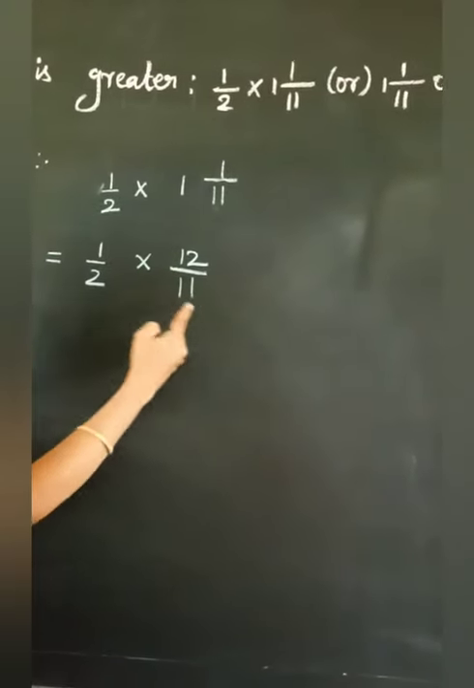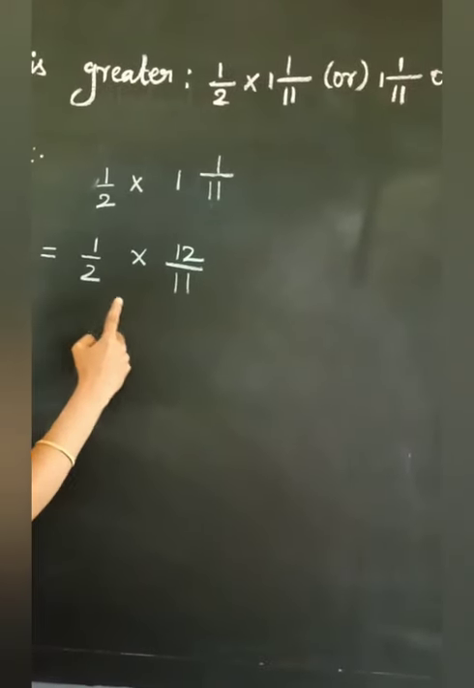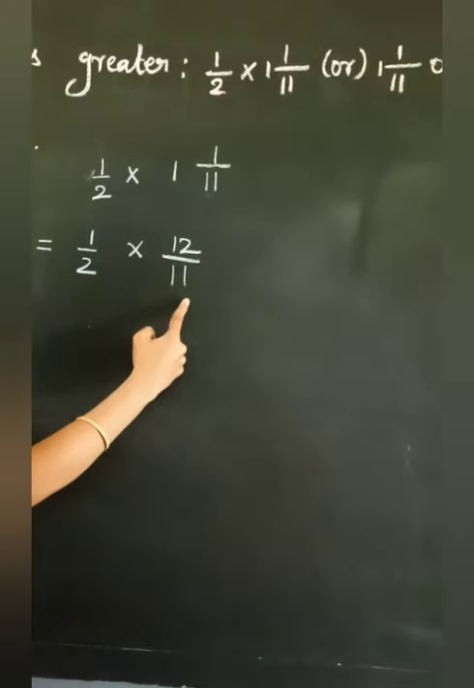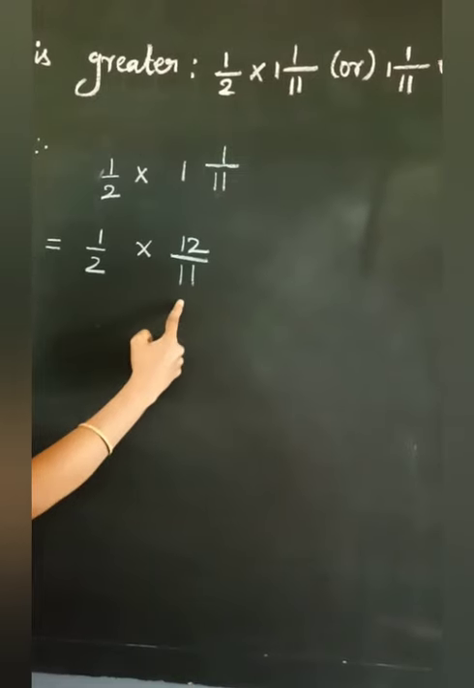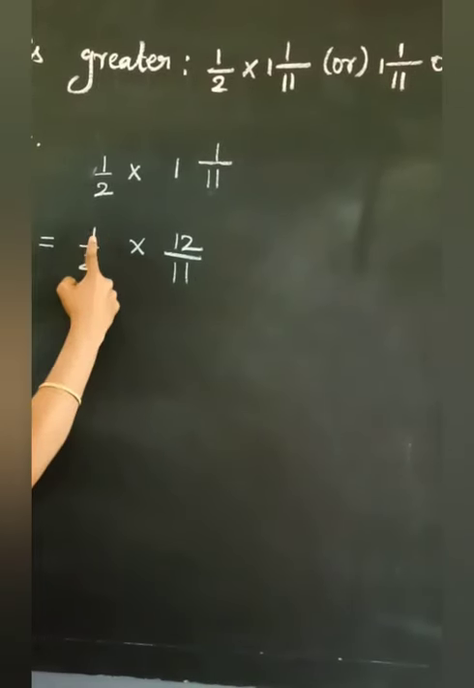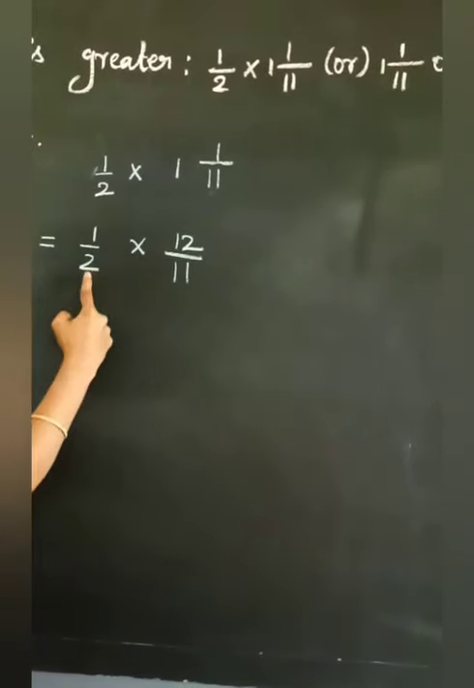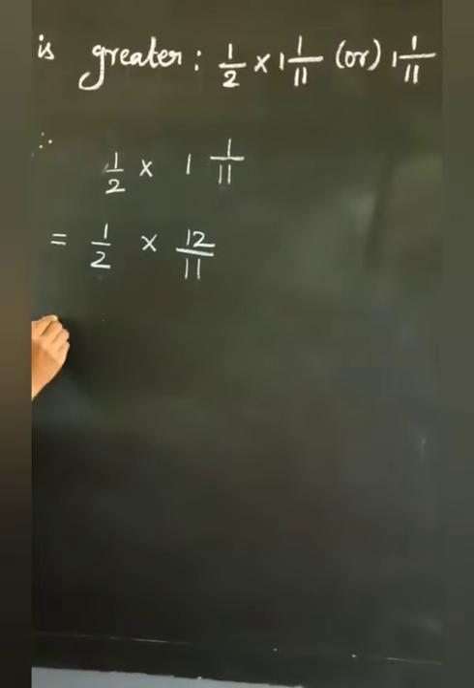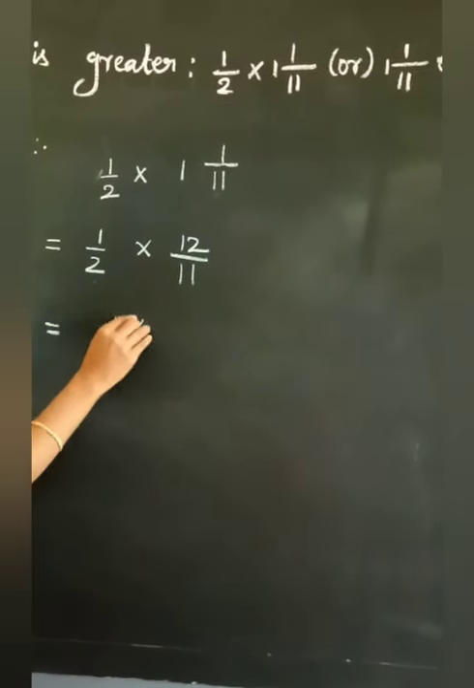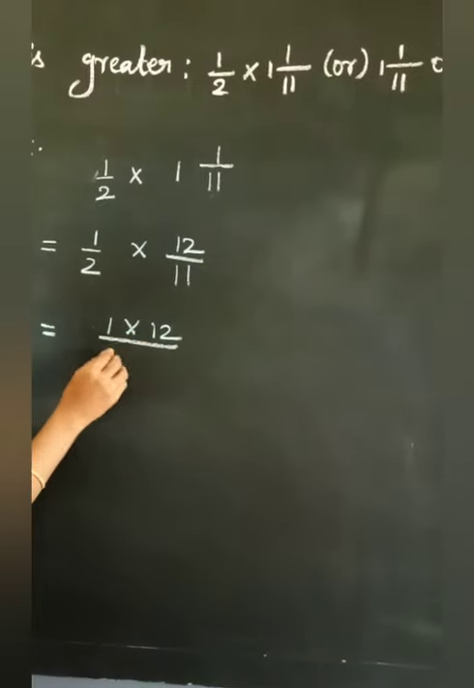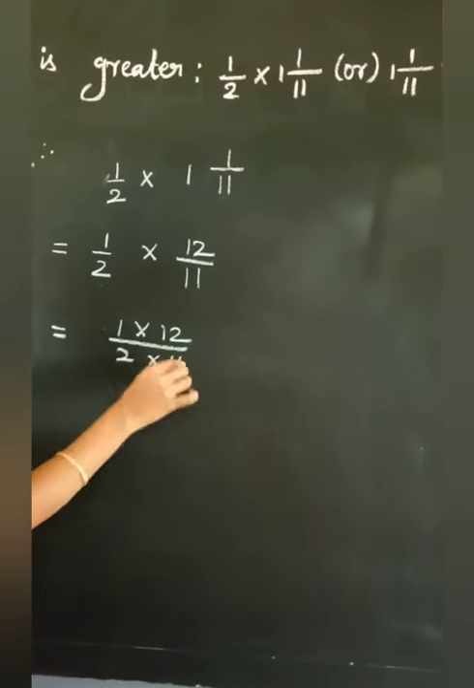Now see this which type it comes? It is the second type, that is product of two fraction. What is the product of two fraction? We have to use the formula, that is product of the numerator divided by product of the denominator, which is equal to 1 into 12 divided by 2 into 11.